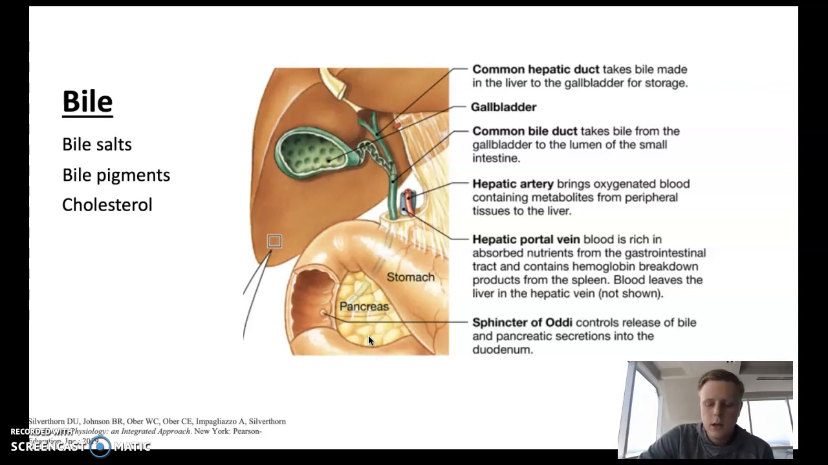The bile travels from the liver cells through the hepatic ducts and out to the gallbladder. In the gallbladder, bile is able to be stored and concentrated until it is ready to be sent through the common hepatic duct down into the duodenum through the sphincter of Oddi.